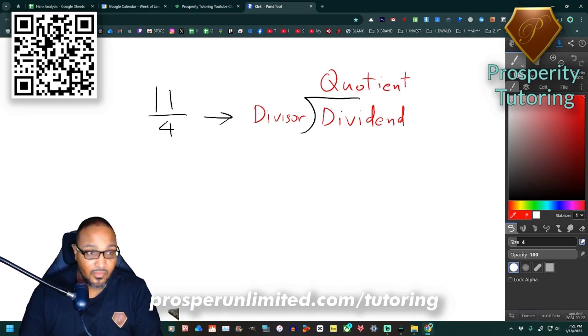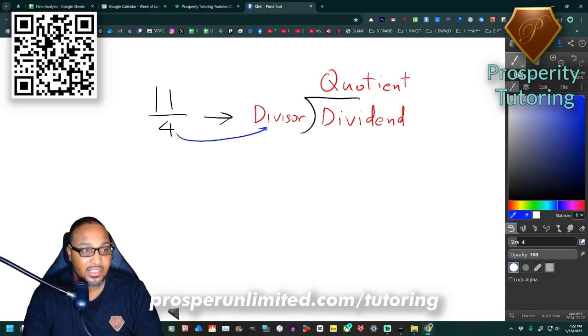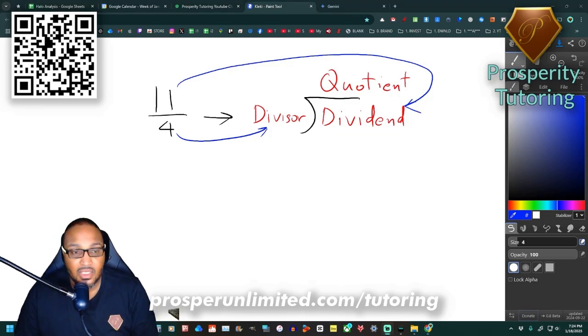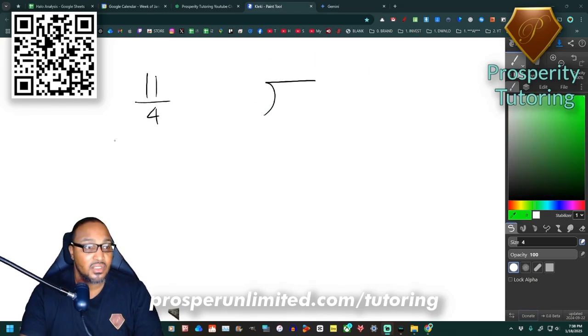All right. Now, let's start from the top. Where are we going to put the divisor and where are we going to put the dividend in order to figure out the quotient? The denominator will go on the outside and the numerator will go on the inside. So if it helps, I want you to repeat after me: the numerator on the inside, the denominator on the outside. So let's put that numerator on the inside and let's put the denominator on the outside.